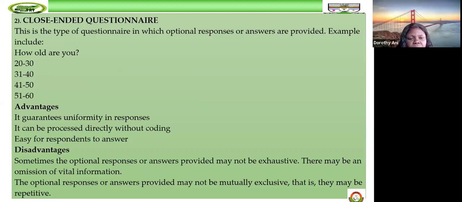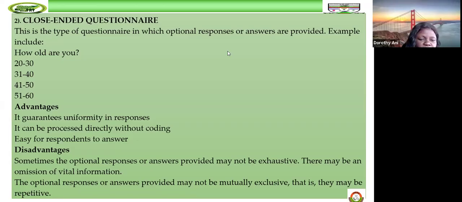So, we'll look at close-ended questions. This is the type of questionnaire in which optional responses or answers are provided. Example, when you give options of 20 to 30, 31 to 40, 41 to 50, 51 to 60, as the case may be. So with this one, the respondent, if I was the one, I would just look at where my age range is. I would tick.